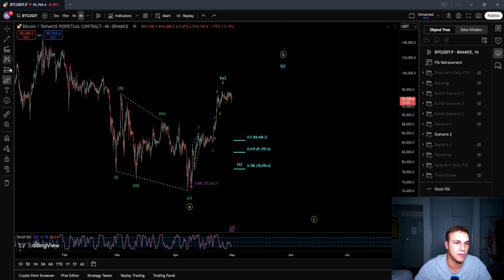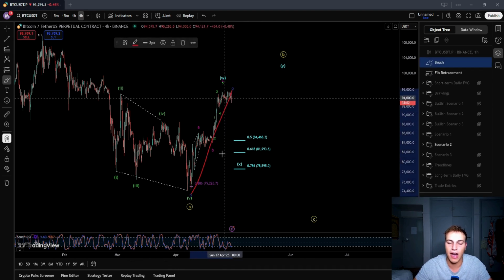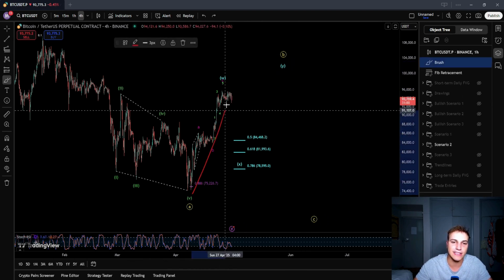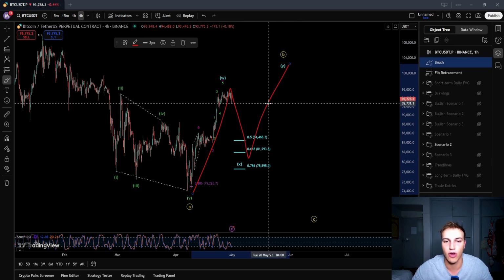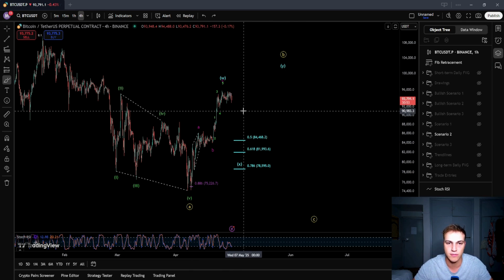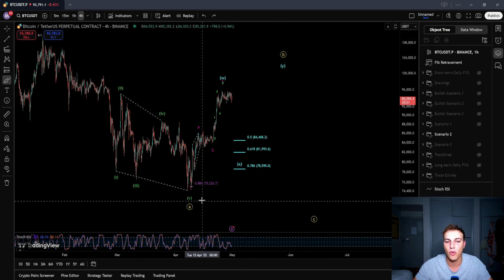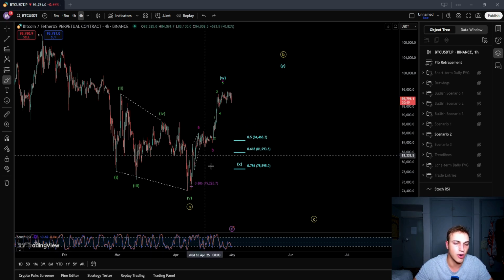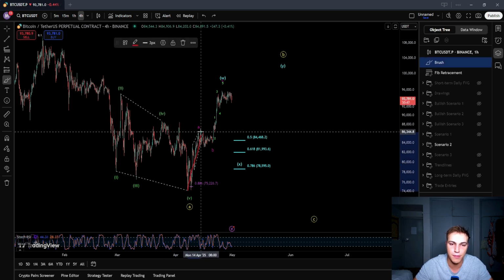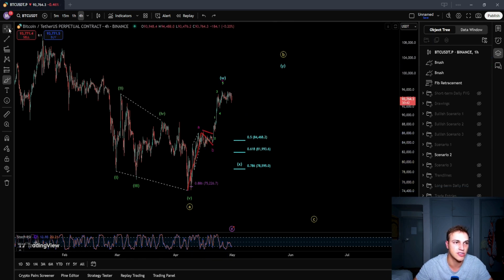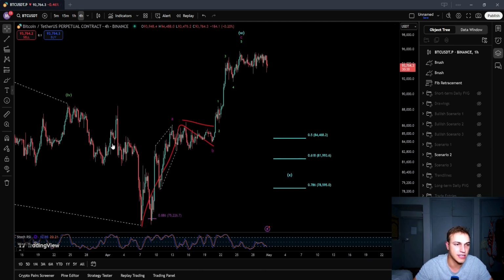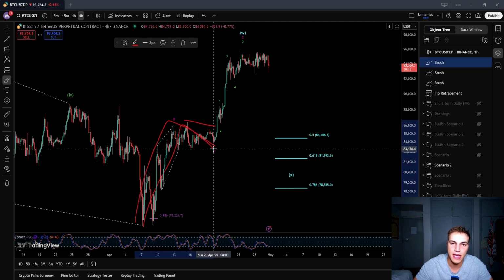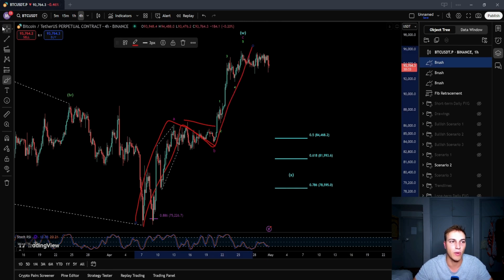So inside this B, we are looking for either an ABC or a WXY. B can also be a very large amount of different corrective structures. So at the moment, we are looking at this as our main scenario. A up, B down in this little possible triangle here. Let me actually zoom in a bit for you guys. So A up, as we see here, B down, and C up in the last 5-wave structure here.